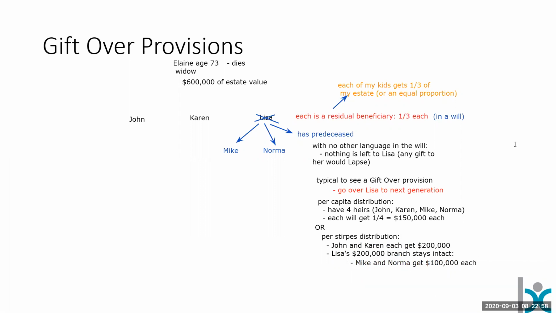Now, if you don't have any gift over provision, then Mike and Norma will get nothing. So if the lawyer or whomever didn't draft a will properly, or maybe intentionally we didn't do this, but with no gift over provision, there is nothing for Mike and Norma. Is everybody good with that?